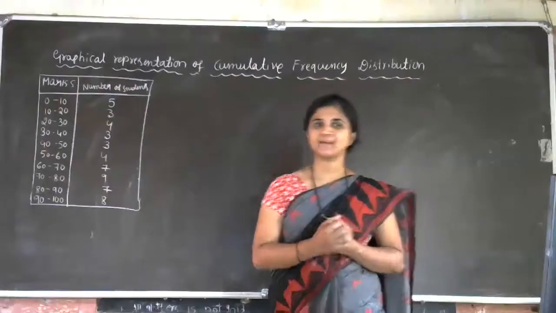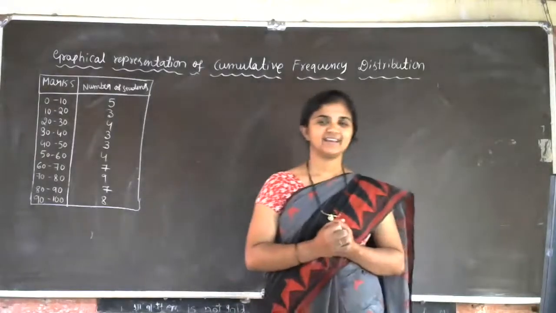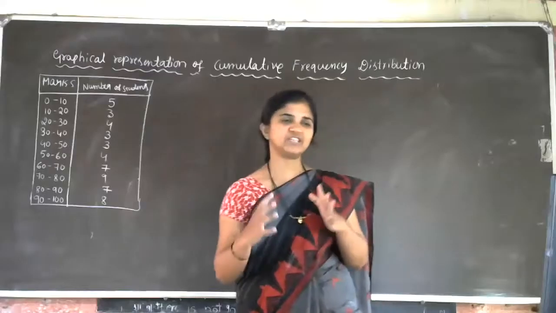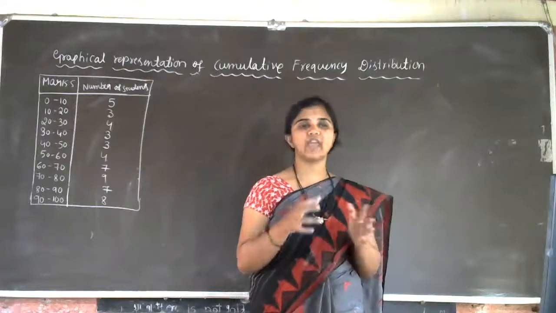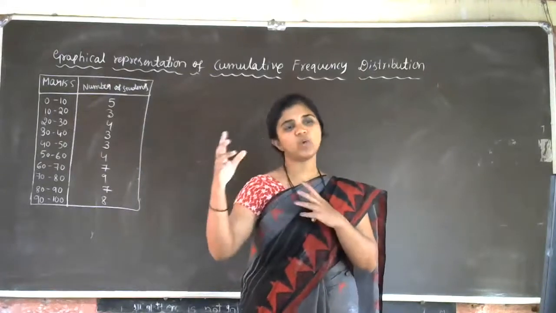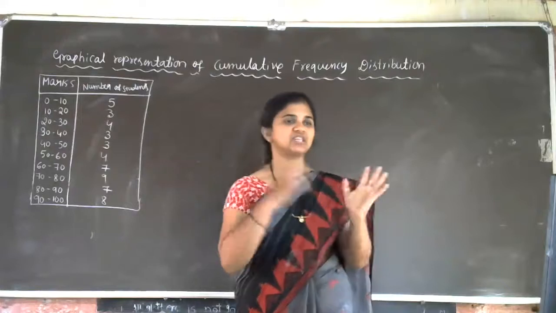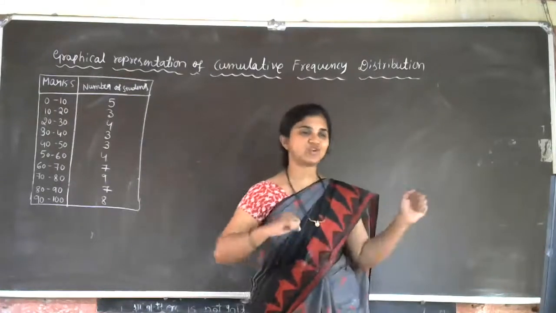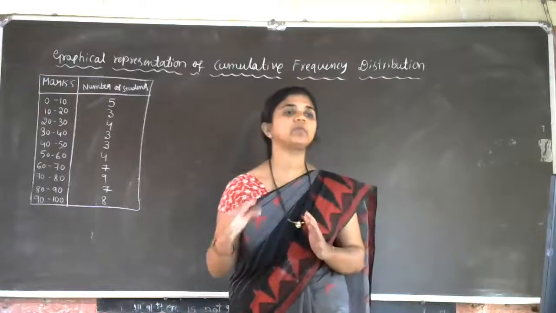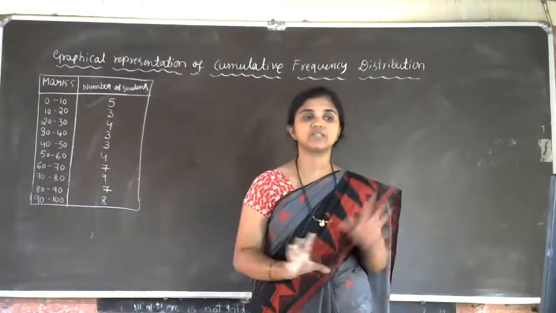Step deviation method. X bar is equal to A plus sigma fi ui divided by sigma fi, into h. So X bar is equal to A plus h into sigma fi ui divided by sigma fi. These are the formulas related to measures of central tendency. Don't forget the formulas; you have to keep them always in your mind.